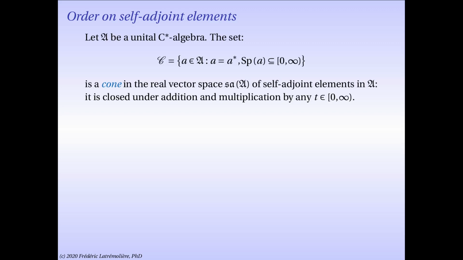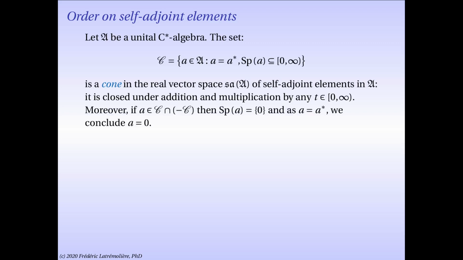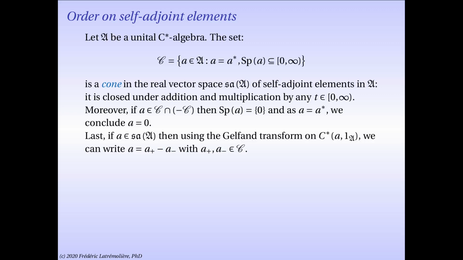What's interesting about this is that if your cone has certain properties, then you can use it to define an order. Here, what I mean is, suppose you have an element A in your cone, so that minus A is also in your cone. Then the spectrum of that A must be both positive and negative, so it's actually reduced to the singleton 0. And since A is self-adjoint, you can use the Gelfand transform to conclude A must be 0. In addition, if you take any self-adjoint element, using the Gelfand transform again, and we'll see that in a couple of slides, then we will see that we can write A as a difference of two elements of my cone.